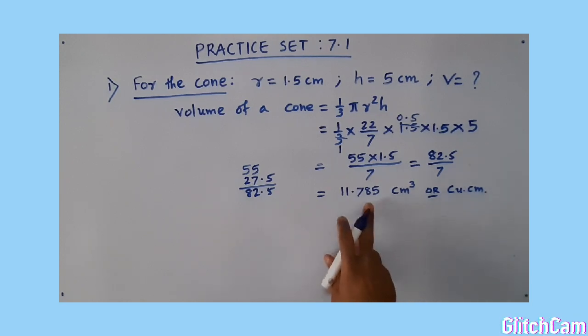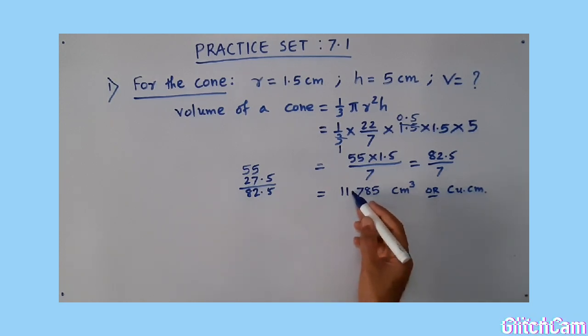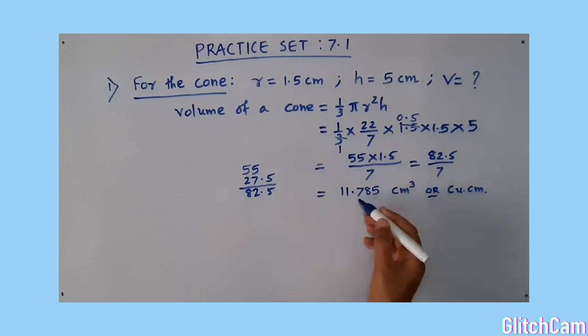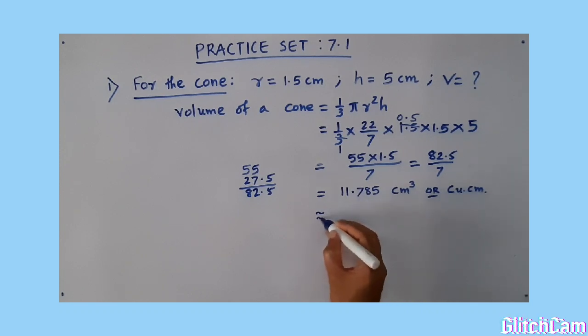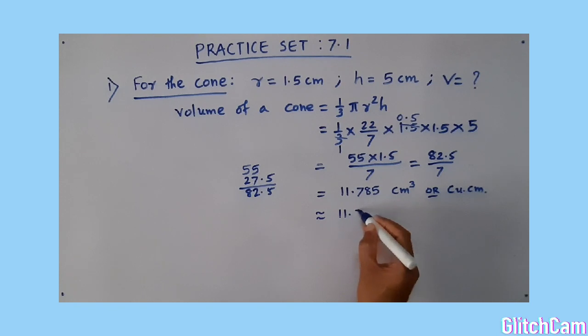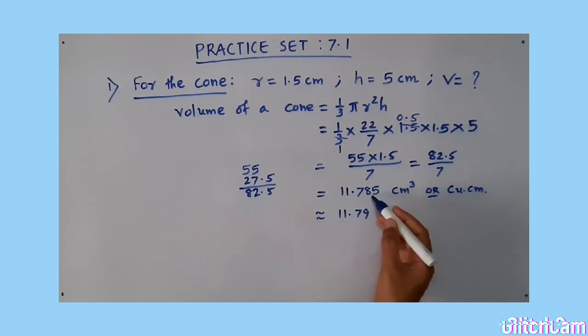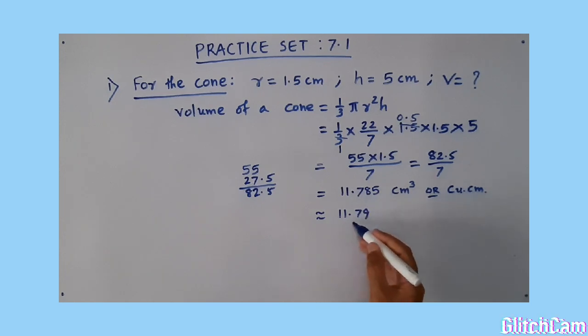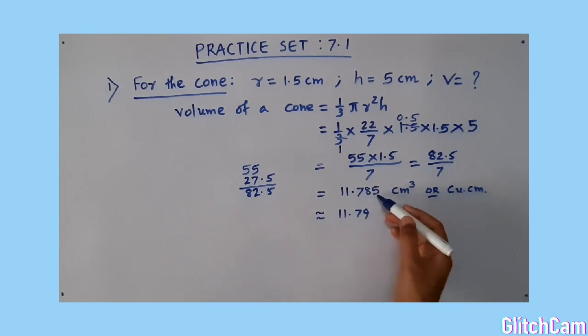And if you round it off, make 2 digits after the decimal point, then it is approximately equal to 11.79. You know the rule of rounding of a number. From a number which is correct up to 3 decimal places, if you want a number correct up to 2 decimal places, see the third digit. If the third digit is 5 or greater than 5, it is deleted and the previous digit is increased by 1.